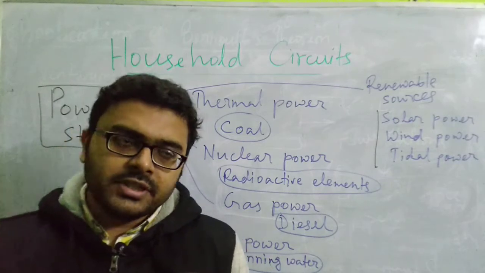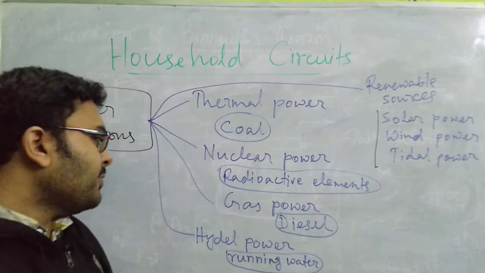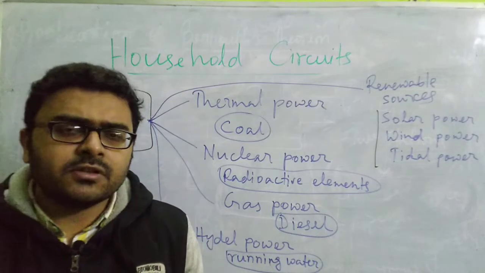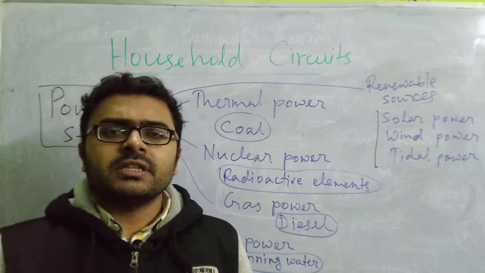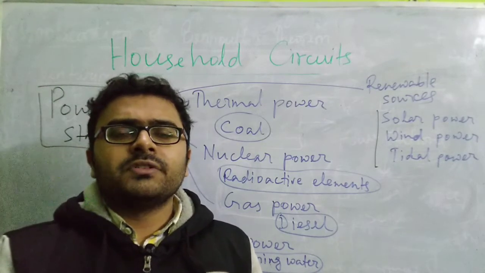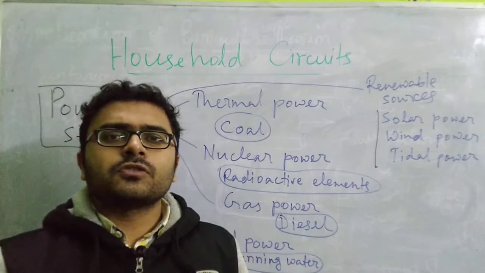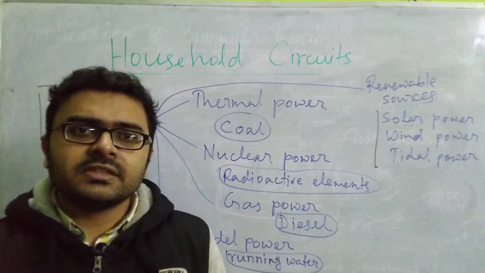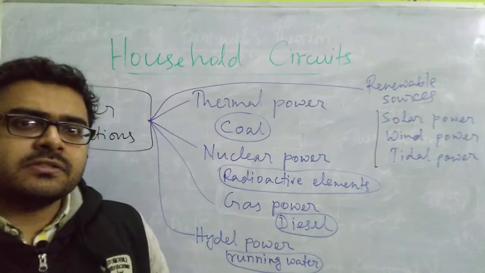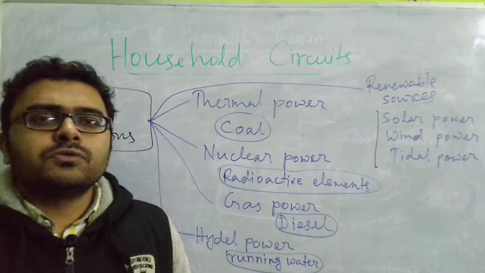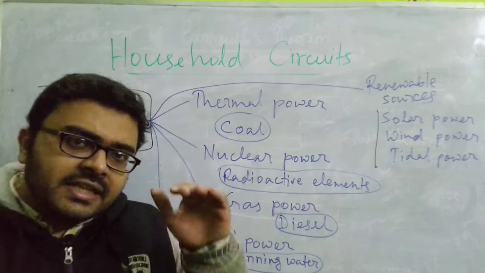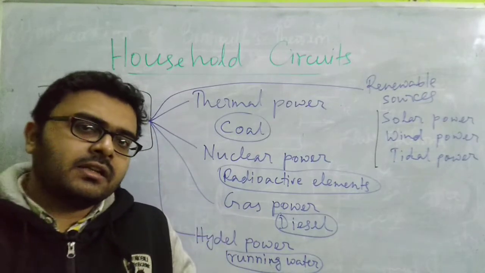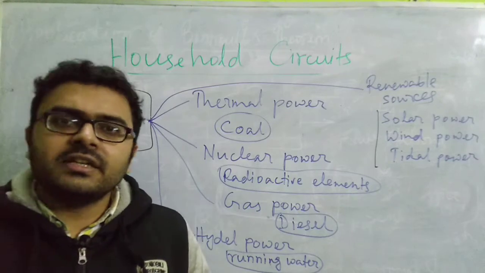Okay, while the hydel power stations, what do they do? You have seen large dams being constructed at certain places. The water is stored during the rainy season in these dams, and that stored water is slowly released through certain channels. When the water flows down through these channels with a very high speed, it hits the turbine blades and rotates the turbines, which are connected to the generator that generates electricity.